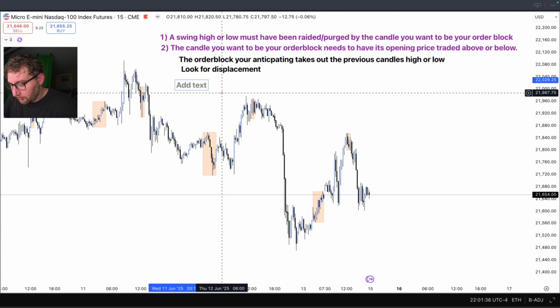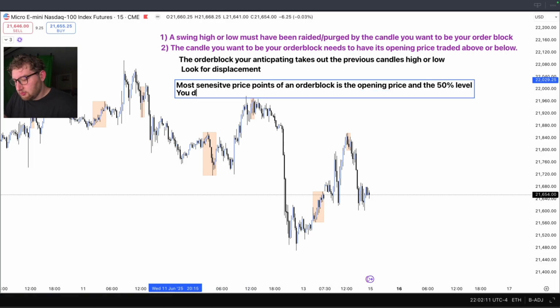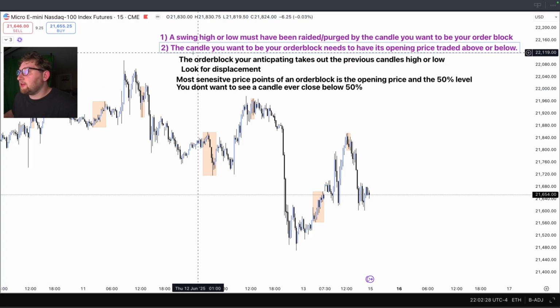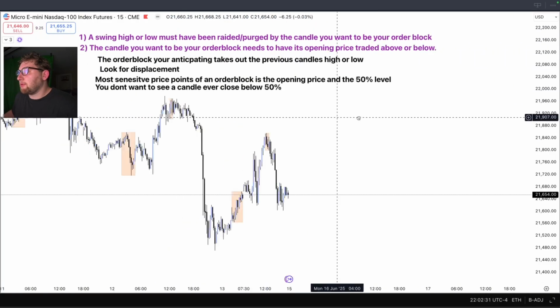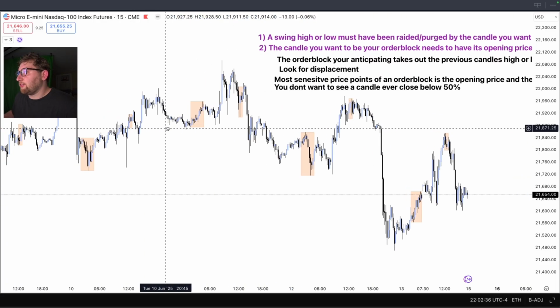So order blocks, the most sensitive price points of an order block are the opening price and the 50% level. You don't want to see a candle ever close below 50%. So take a picture of this, because I'm going to be moving the chart around and it's going to disappear on us as I move.